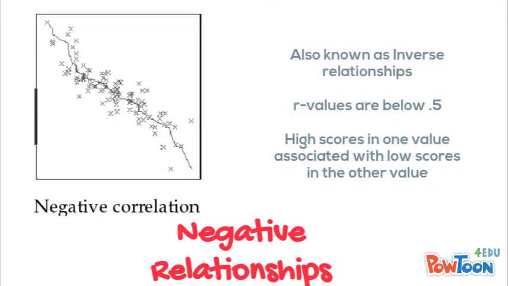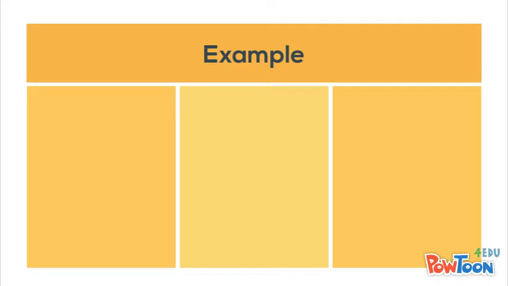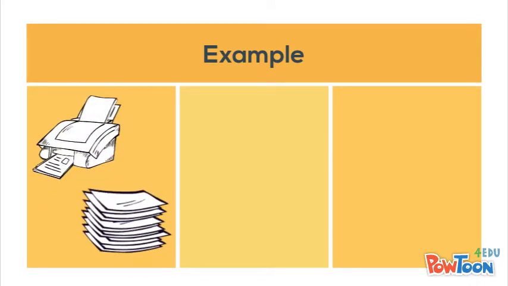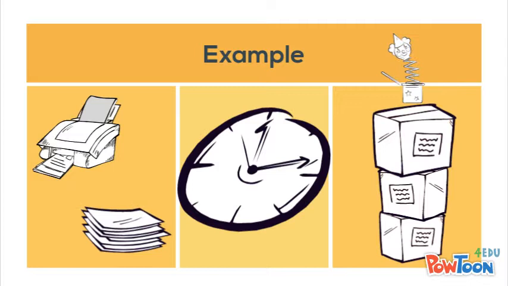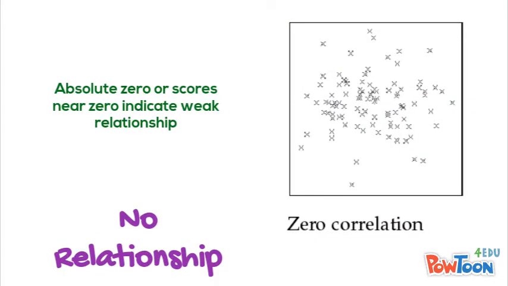A negative or inverse relationship has R values below 0.5 and happens when high scores of one value are associated with low scores on another value. For example, as productivity increases for participants who received job coaching interventions, the time to complete tasks or meet quotas decreases. No relationship, or R values at or close to 0, indicates that you cannot predict the dependent variable knowing the scores on the independent variable.